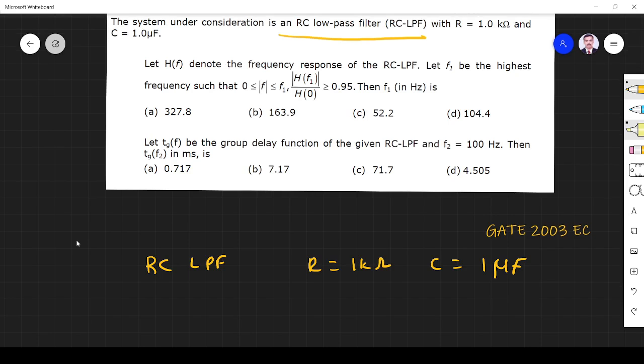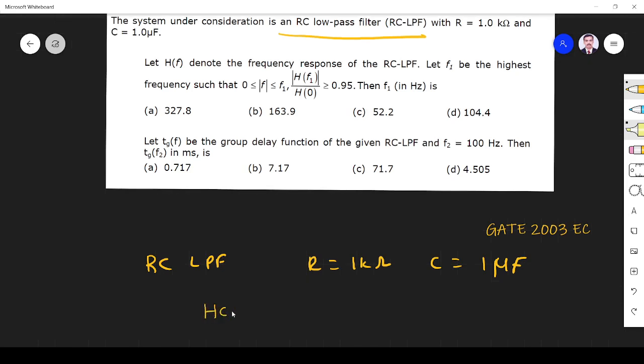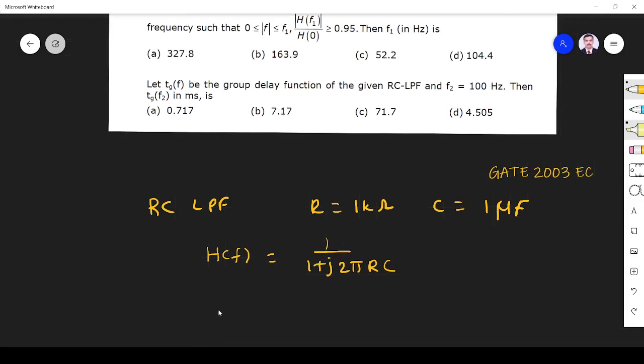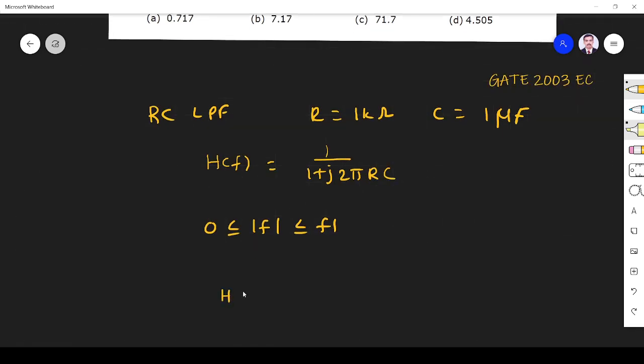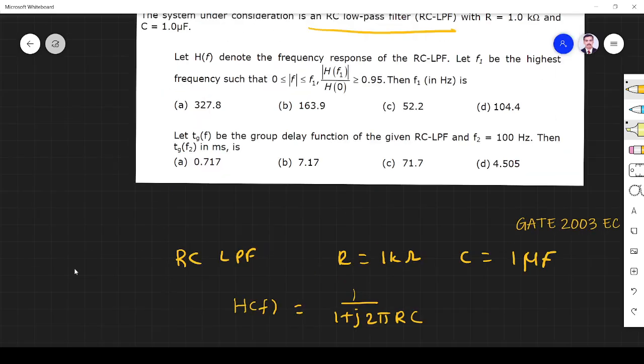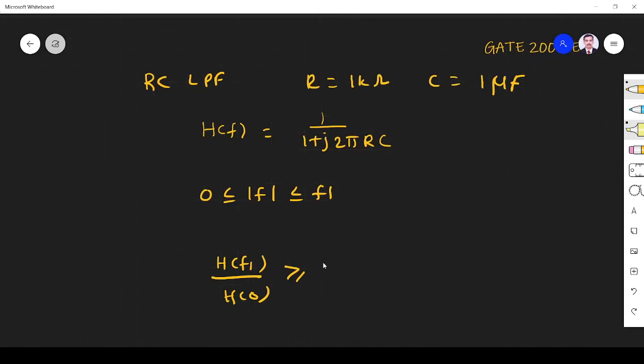What they have given: H of f is the frequency response of the RC low pass filter. For an RC low pass filter, we know H of f is given by 1 by (1 + j2 pi f RC). This is the standard formula. Let f1 be the highest frequency of the low pass filter, and they gave that H of f1 divided by H of 0 is greater than or equal to 0.95.